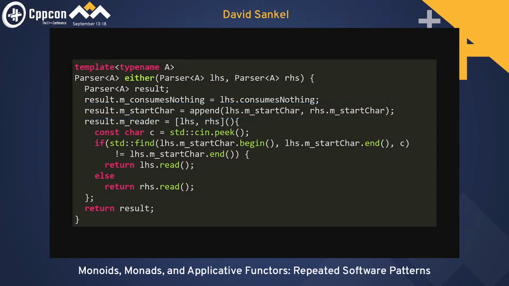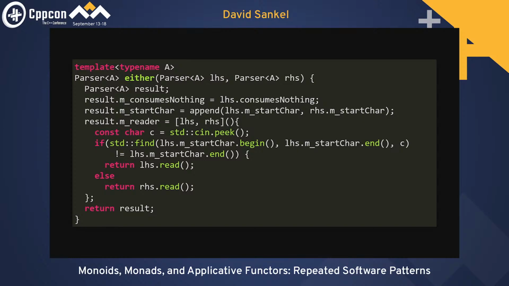Now, what about reader? What happens with reader? It reads one character from std_in. It tries to see if that left-hand side parser can support that character. If it does, then it just returns left-hand side.read. Otherwise, it returns right-hand side.read. And then overall, we take this combined function and we return the result.